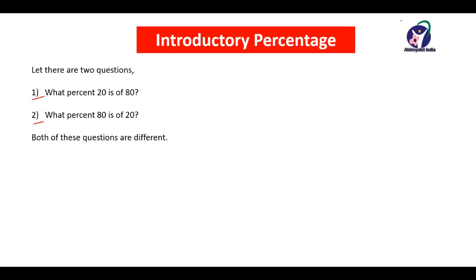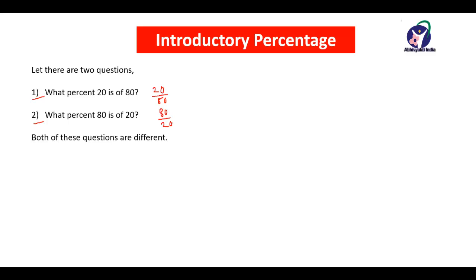Friends, you know that percent is only a special way of writing decimal, and the decimal is a special form of fraction. If you want to know what percent 20 is of 80, you need to convert it into fractional form as 20 by 80. And if you have to state what percent 80 is of 20, then you will write it 80 by 20. It means we are converting it to a fractional form.